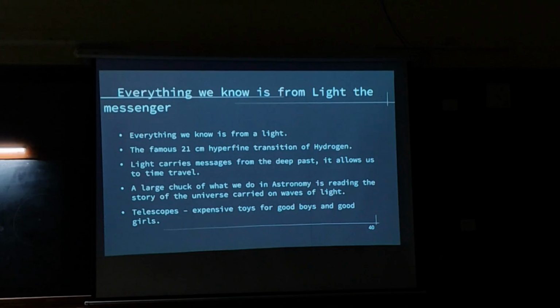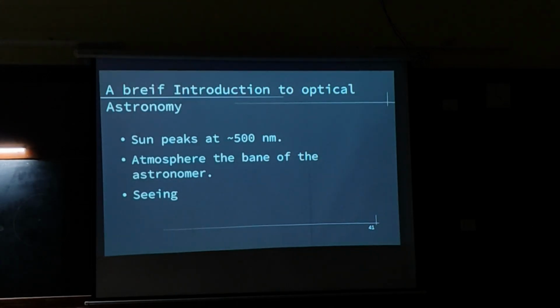What are the tools we use to see light? Telescopes are very crucial for our understanding of everything we have touched. I'll just give a brief account of what we see. The sun peaks at around 500 nanometers, almost across the visible range of the electromagnetic spectrum, and the atmosphere distorts all the light that comes through. Let me make this clear: the atmosphere is a good thing, you can breathe and live in it, but it's not nice for observing things like that.